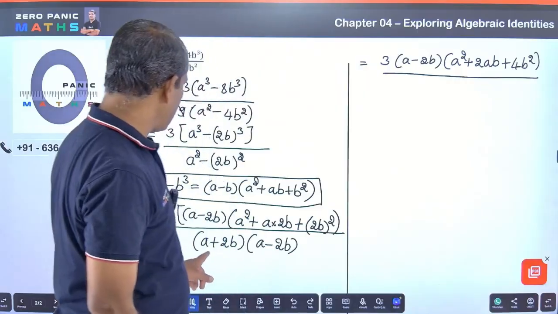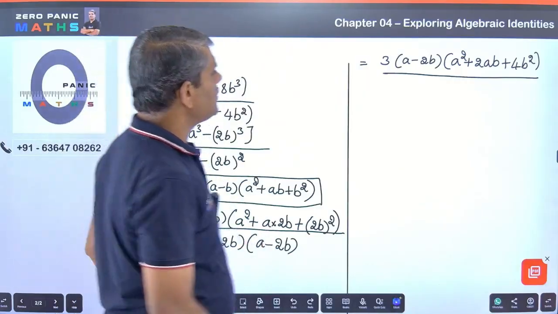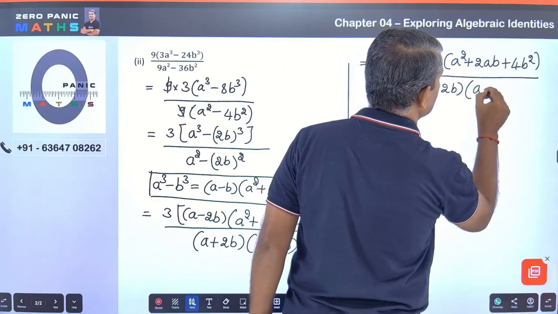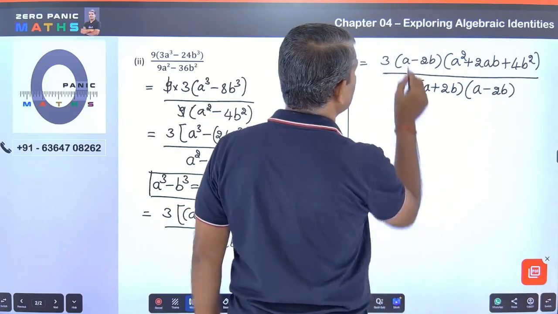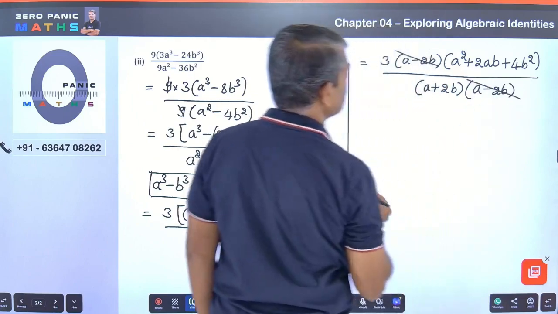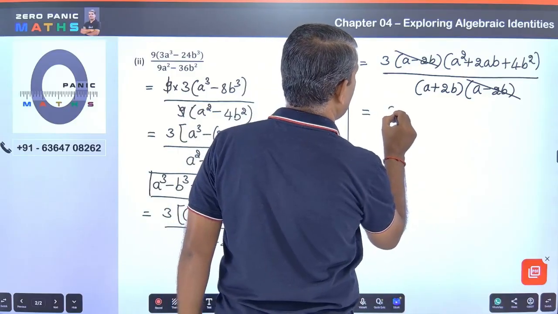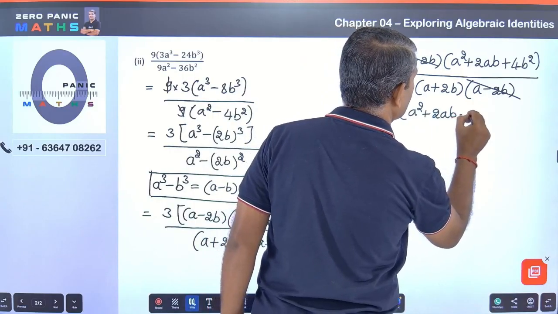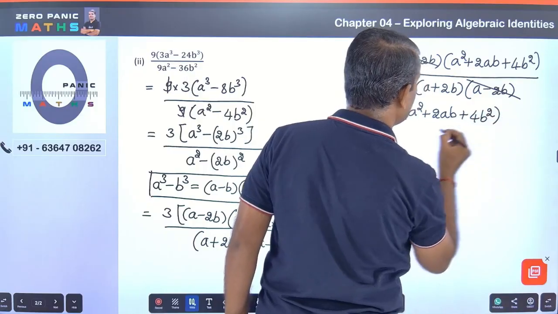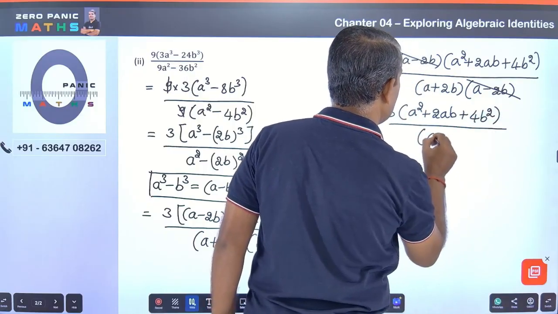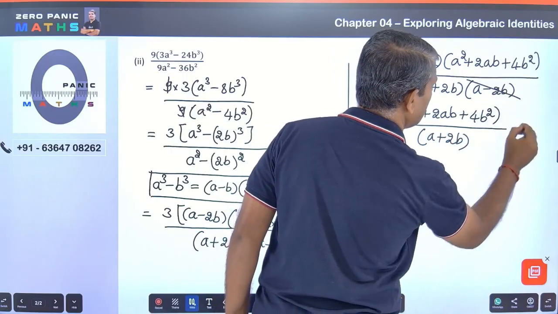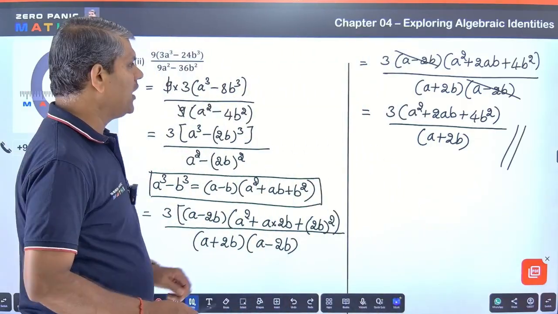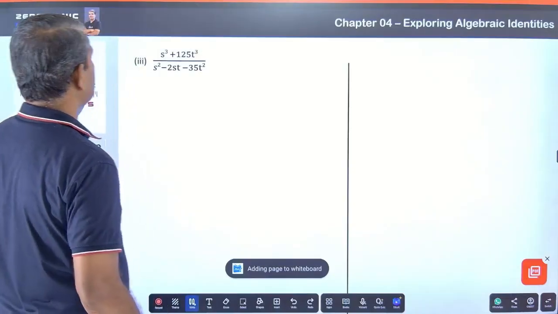What is there in the denominator is a plus 2b and a minus 2b. What is getting cancelled is a minus 2b and a minus 2b, and the remaining things are 3 times a square plus 2ab plus 4b square in the numerator, and then the denominator a plus 2b. So this is the simplified version of this given algebraic rational. Let us quickly move to the next problem. So that is the third one.